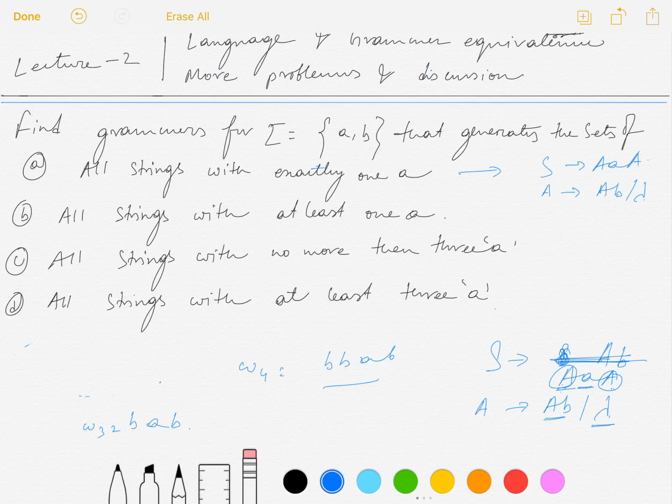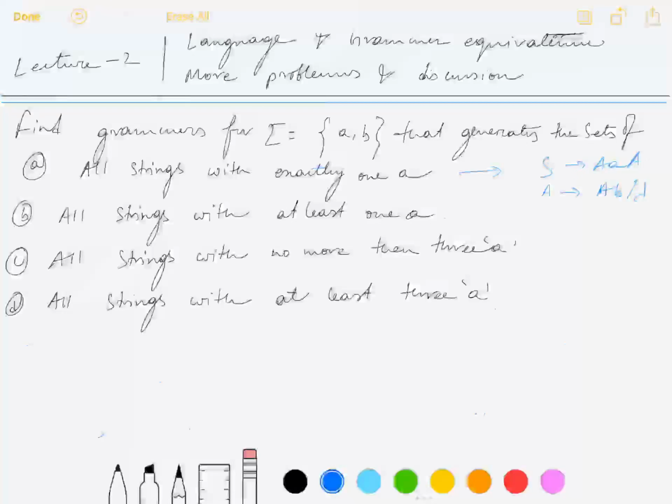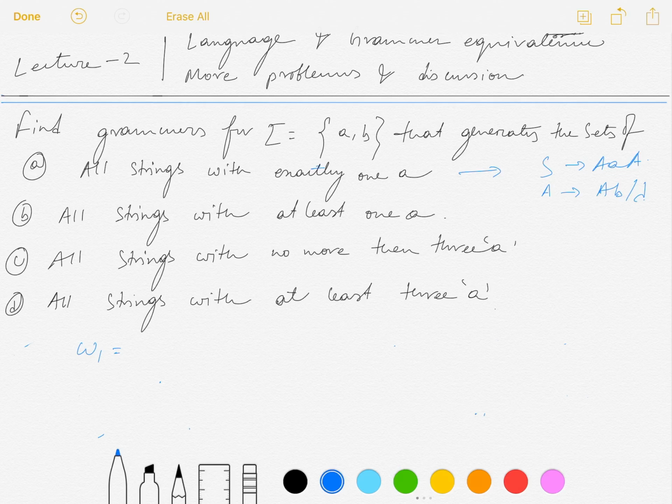Now, let us consider the next problem. Now, instead of exactly one A, at least one A must be there. In the earlier case, as no number of B was mentioned, the number of B may be 0, 1, or more than 1. But in this case at least one A must be there, and after that any number of A or any number of B may be there. So to ensure at least one A, what do we have to write? Let us first check what strings may be there.